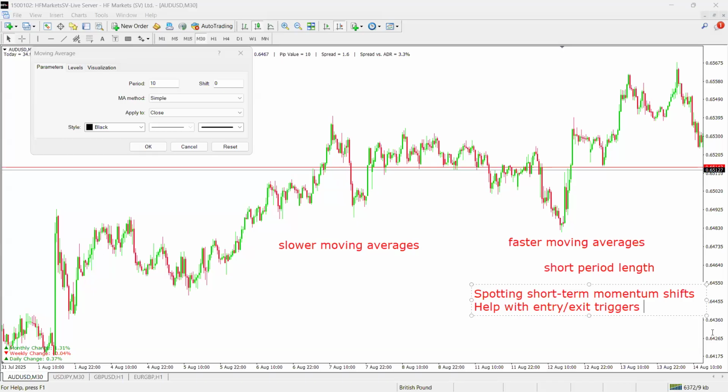So naturally, if we're looking to use the moving average for short-term trades, like in and out, and you're looking for something that can help with good entry and exit triggers in the market, you definitely need a faster moving average, which means something with a short period length.